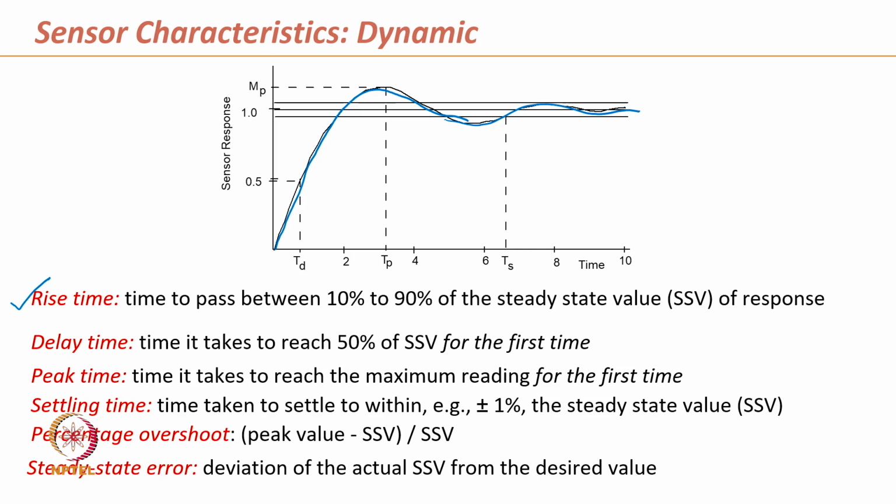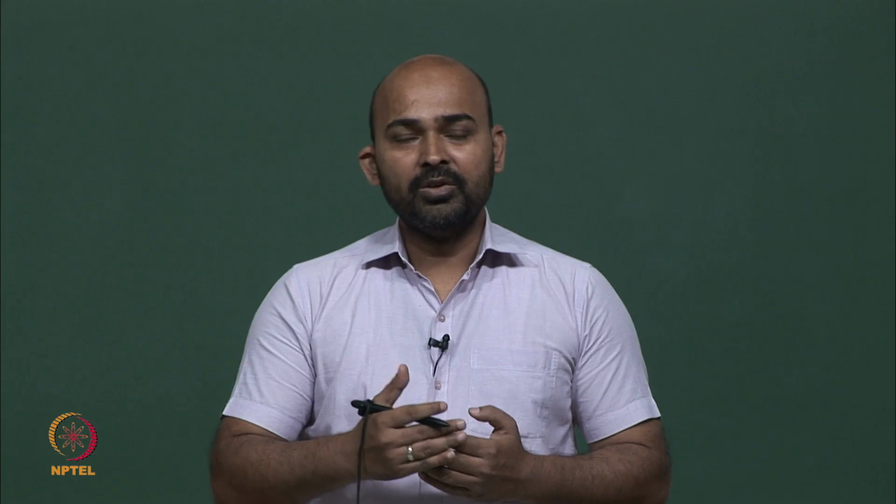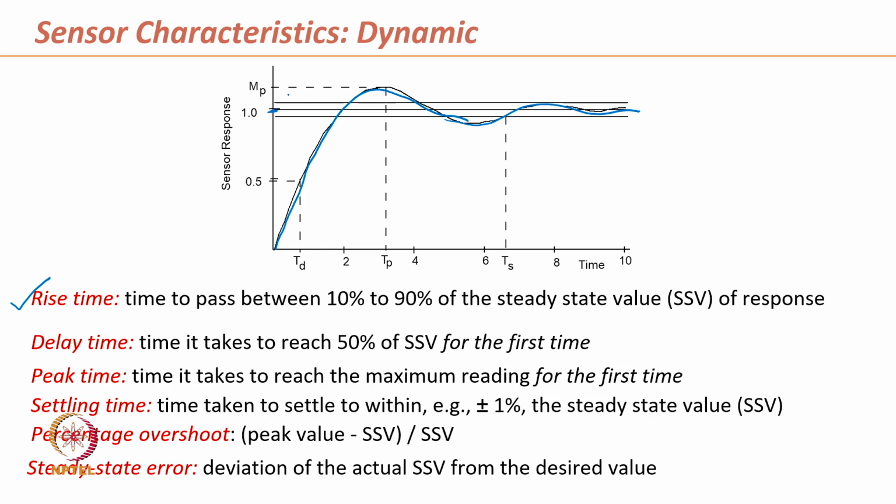Rise time is how much time the output of a sensor takes in reaching from 10% of the final value to 90% of the final value. So, for example, we have 1, which is a kind of normalized output. So, 0.1 to 0.9. So, this much and this much. This time difference, what this sensor takes to go from 0.1 to 0.9, is called the rise time of a sensor.